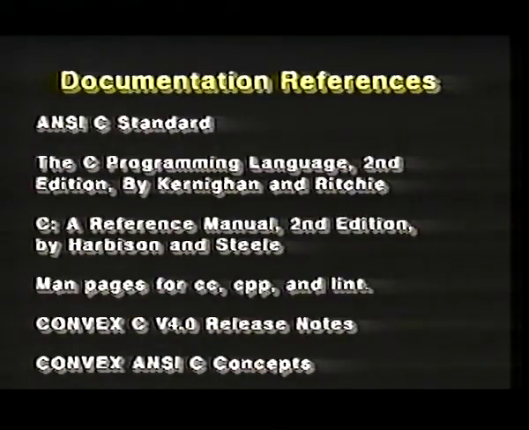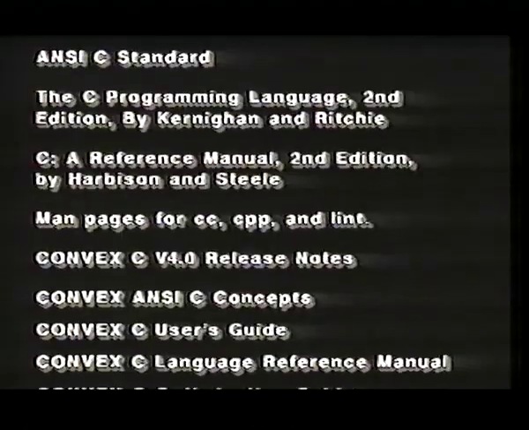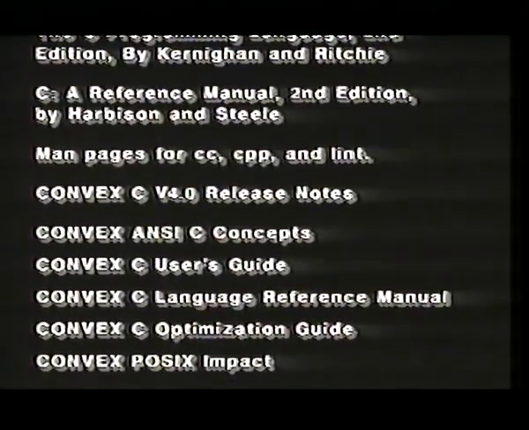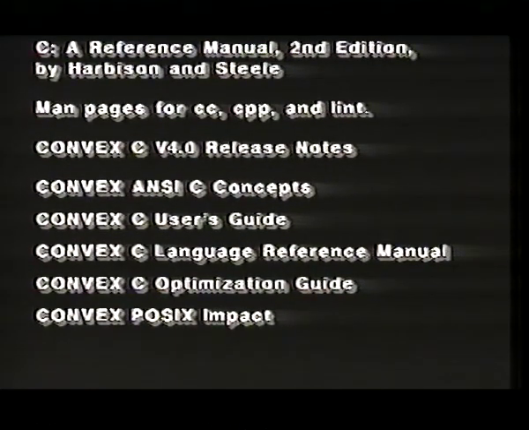Other sources of documentation that are Convex related: man pages for cc, cpp, and lint, the 4.0 release notes, the ANSI C Conversion Guide, the C User's Guide, and the C Language Reference Manual. There is a new C Optimization Guide that will talk about how to get the most out of your programs. And there is a Positive Impact document, which came out with 8.0, which should also be read.